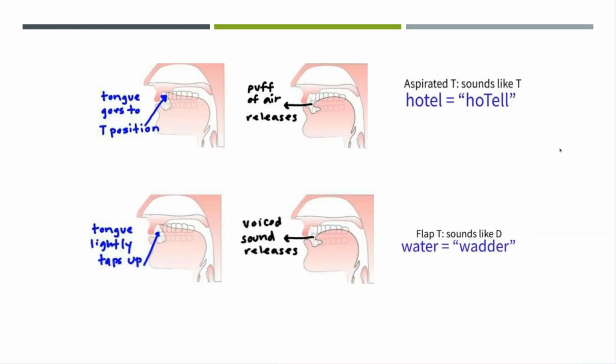Now, if you want to have a visual representation of what happens, you can see that the position between these two sounds is very similar. However, when you produce a word such as hotel, the tongue is going to touch the alveolar ridge and stay there for longer so that there is a puff of air being released. However, when you produce the flap, in a word such as water, the tongue is also going to touch the alveolar ridge, but very quickly, super fast, so that the air cannot be expelled in such a strong manner. Instead, there is a voiced sound being released, water.